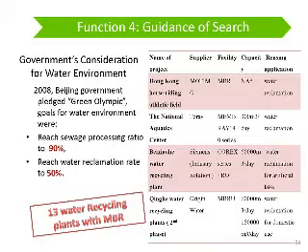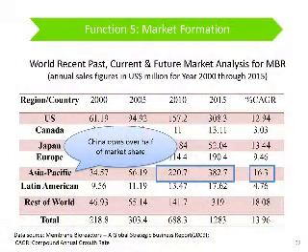So this could be the function of knowledge diffusion, and then guidance of search. Where in this case, this is about the water pollution, or water scarcity in China. So obviously the government considerations for the water environment is very important in this case. So you could try to collect some information on these different types of the regulations and the support by the public authorities. And then the market formations, you have this data on the market sales of technologies.